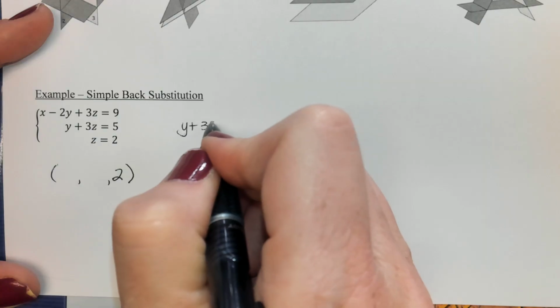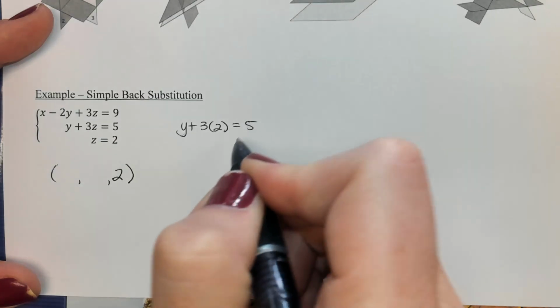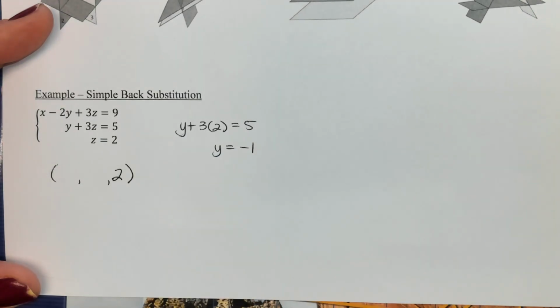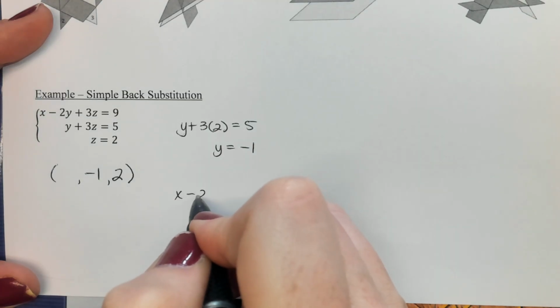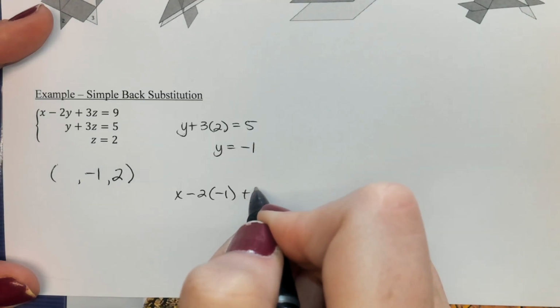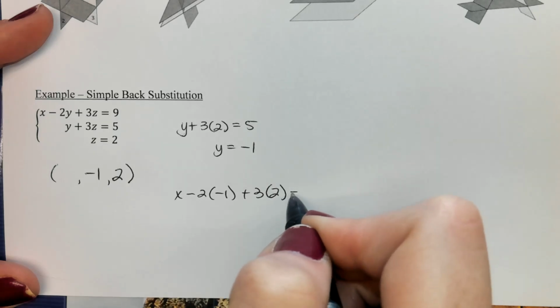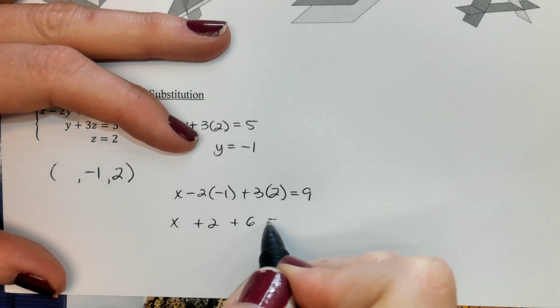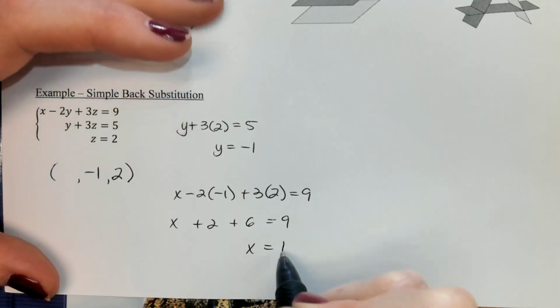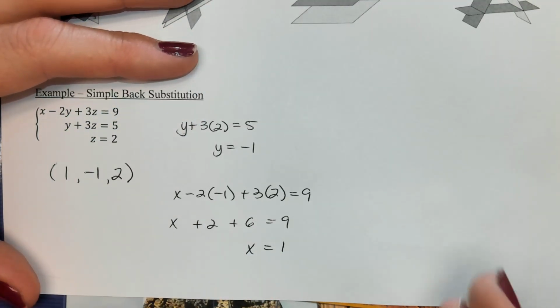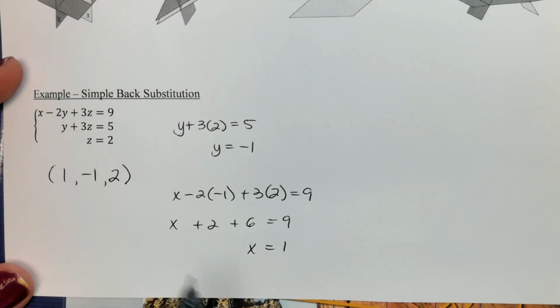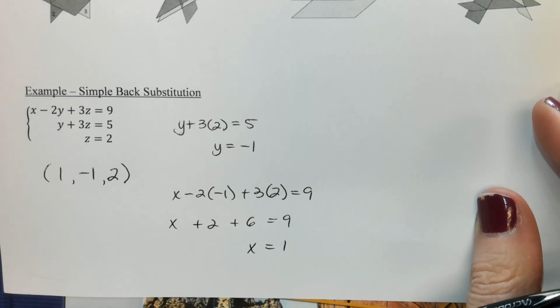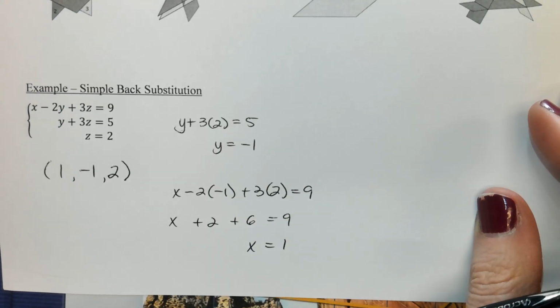So 1 plus 3 times 2 equals 5. So that means y is negative 1. And then using both of those, plugging into the top equation, we've got x plus 2 plus 6 equals 9. So that means x is 1. So that's a pretty simple, nice and easy back substitution. Start with one solution to one of the variables and then plug it back in from there.